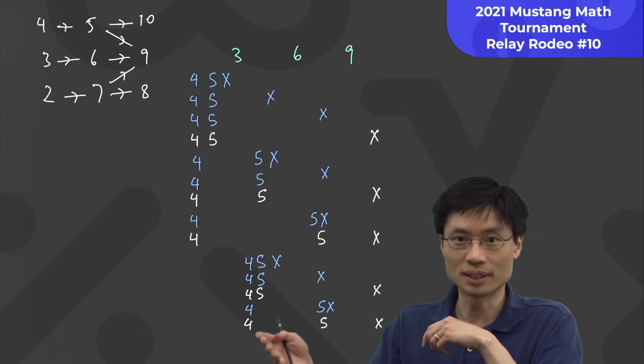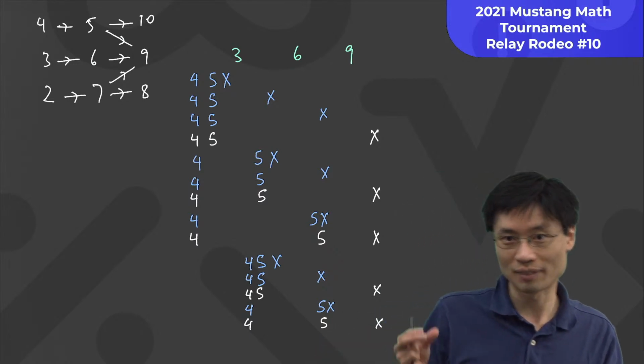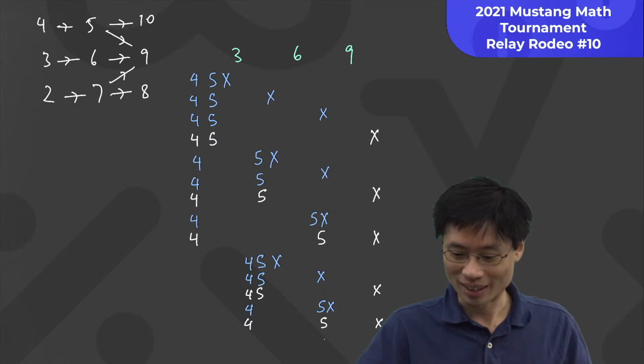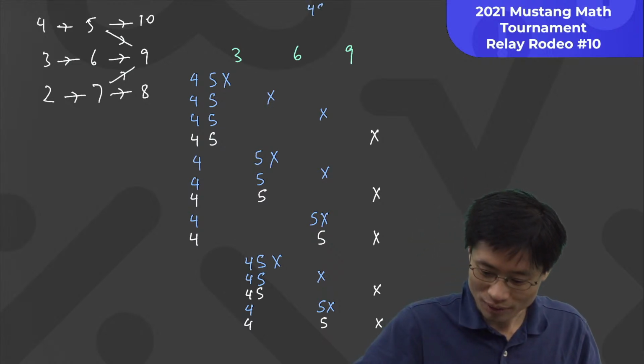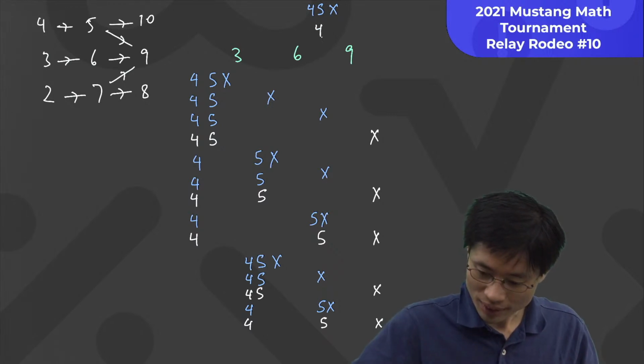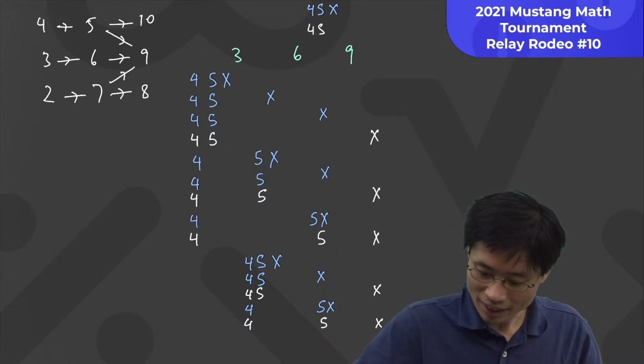The next possibilities have the 4 and the 5 both here, and it's either 4, 5, x or 4, 5 and the white x. Okay? Good, I see it. I ran out of space, so I'm going to put it up here. 4, 5, x, or 4 and then 5. Let's put them both here. 4 and then 5 and then x.